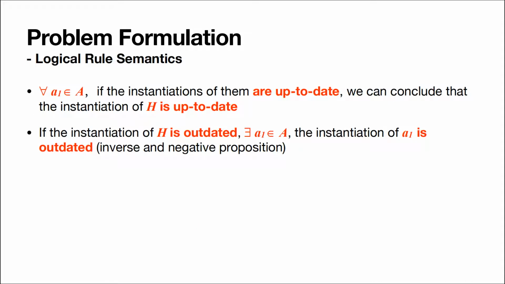The semantics of logical rule is used to infer more outdated facts. If all the body's instantiations are up to date, we can conclude that the head's instantiation is up to date. Based on the inverse and negative proposition, we can conclude that if the head's instantiation is outdated, there must exist one outdated triple in the body's instantiation.